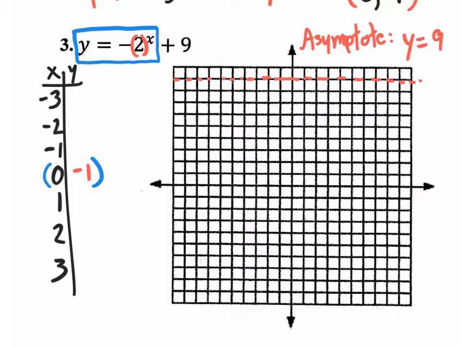So at this point, I could plug in another 1 right there and get an output, plug in 2, get an output, plug in 3, get an output, or I could use the B value, which is 2 in this case. That means it's a growth factor, and I could take -1 and multiply it by 2, and I'll get -2. I could take -2 and multiply it by 2, and I'll get -4. I could take -4 and multiply it by 2, and I'll get -8. Does that make sense? Why are we multiplying by 2? Because the base is 2.